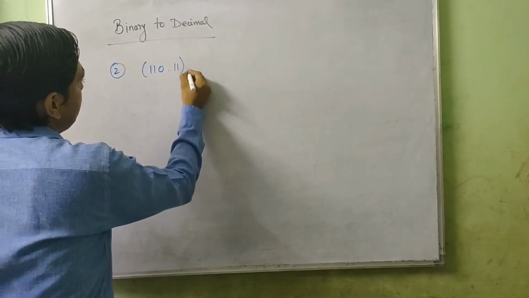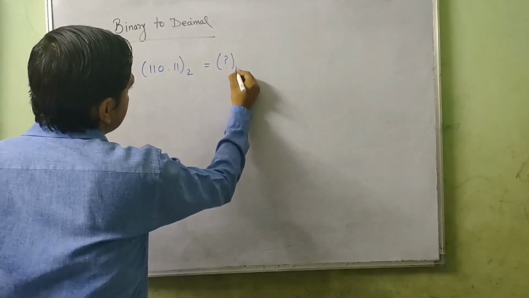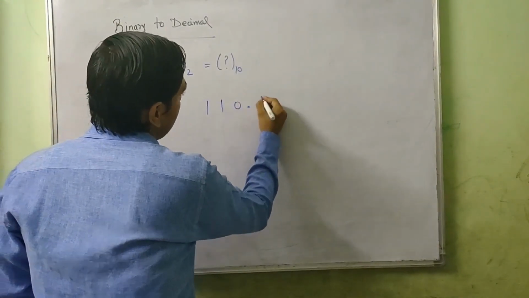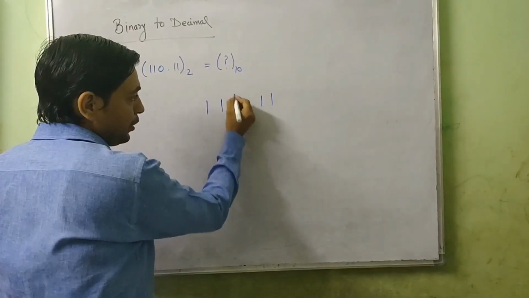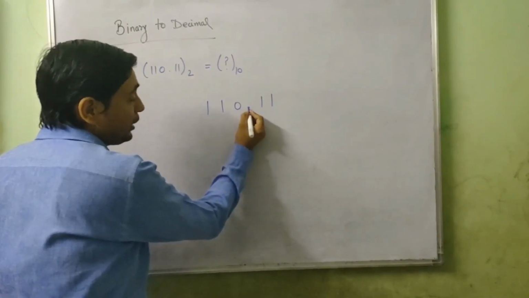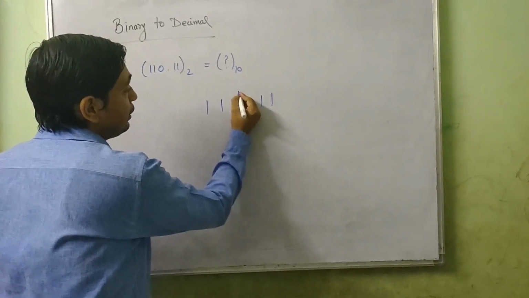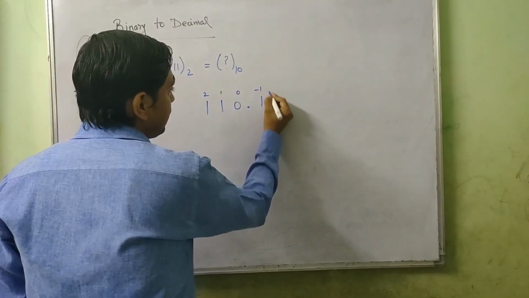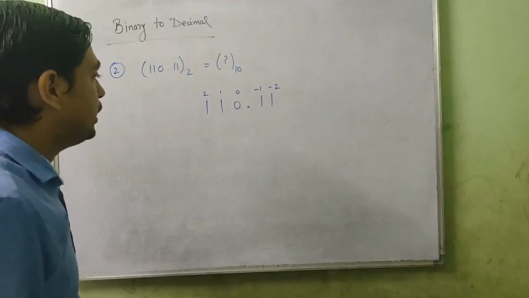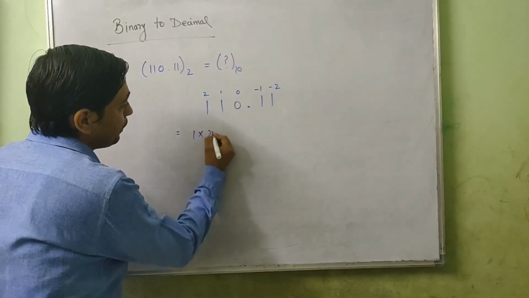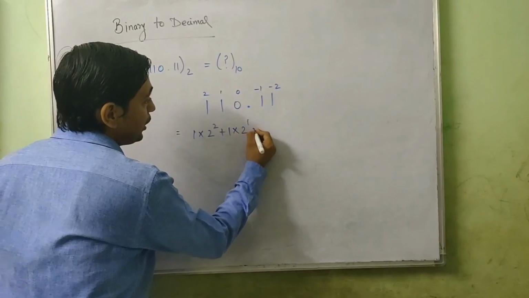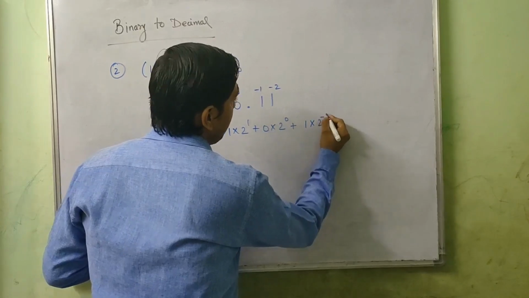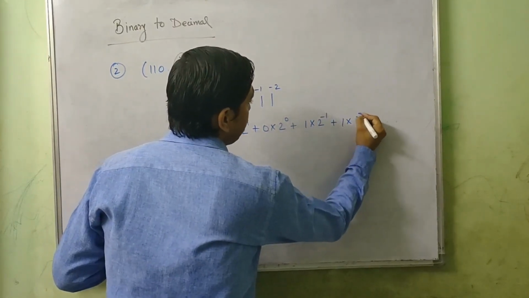So 110.11 in binary, what will it be in decimal? Okay, so you note down the powers first. And see the interesting thing: you start from just before the point, the binary point. Start from here, 0, 1, 2. And on the right side of the binary point, you will go negative, -1 and -2. So you will note it down as 1 into 2 to the power of 2 plus 1 into 2 to the power of 1 plus 0 into 2 to the power of 0 plus 1 into 2 to the power of -1 plus 1 into 2 to the power of -2.